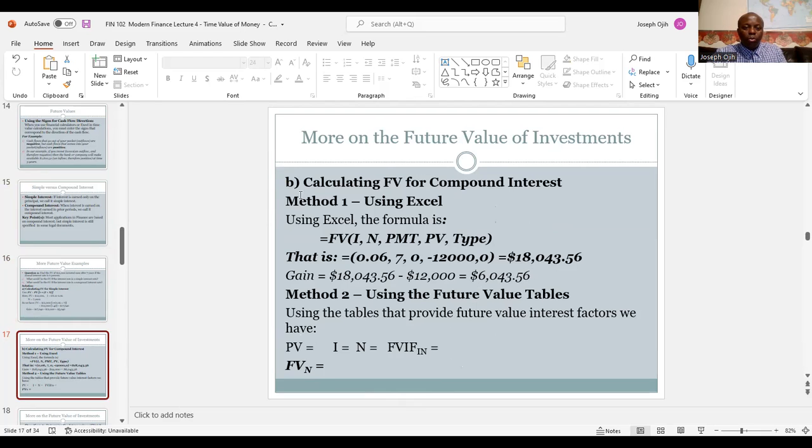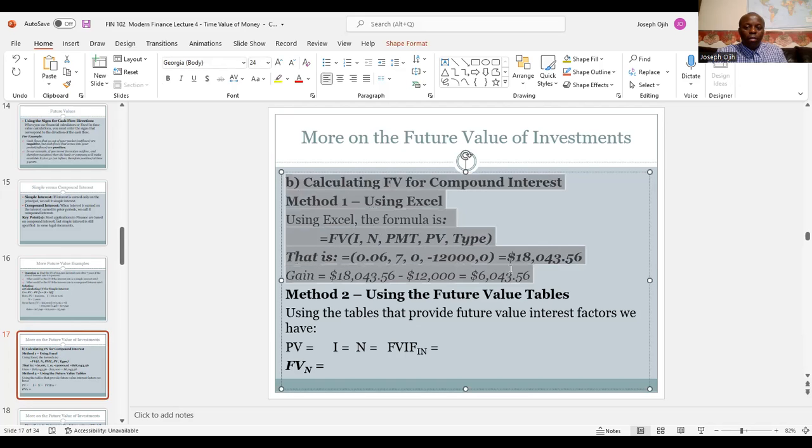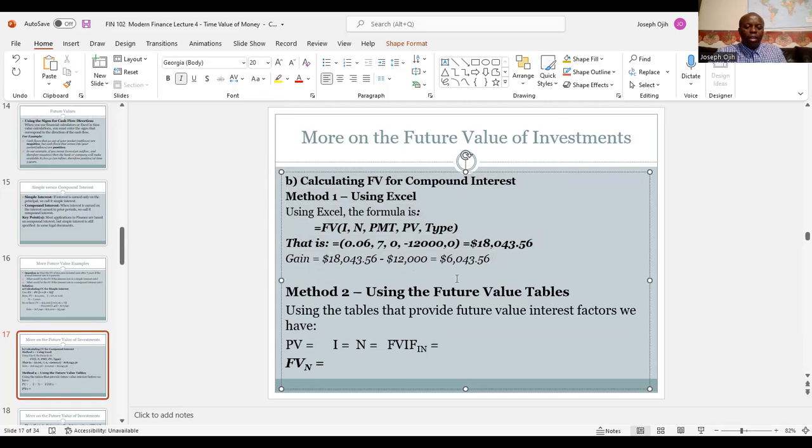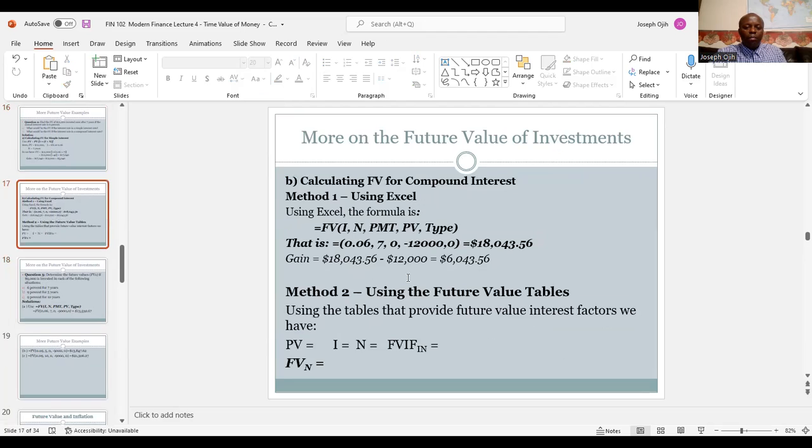So now let us do something using an interest table, the second method. In this case, I will repeat the same thing using the interest table.